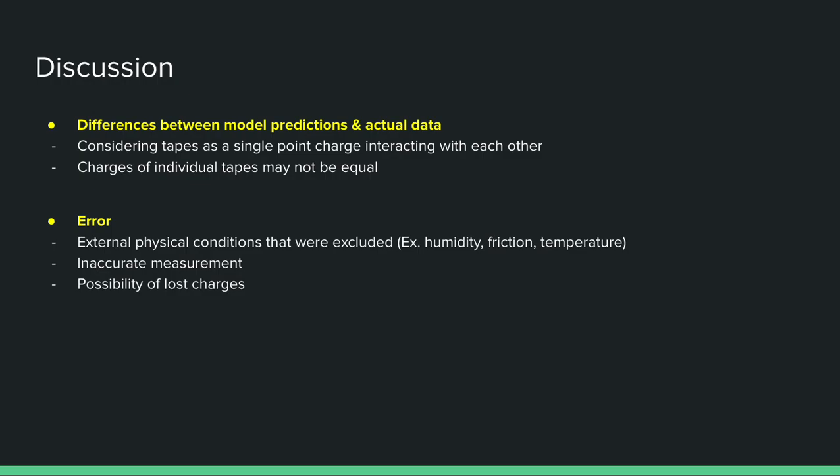For the discussion, I'd like to talk about the differences between model predictions and actual data. Considering the tapes as single point charges interacting with each other made a difference, and the charges of the individual tapes may also not be equal in the model and in the actual data. Errors could also happen in the experiment, such as excluded external physical conditions like humidity, friction, and temperature, and there could be inaccurate measurements due to human error. There is also a possibility of lost charge when movement takes place.